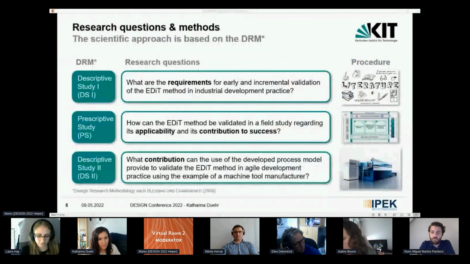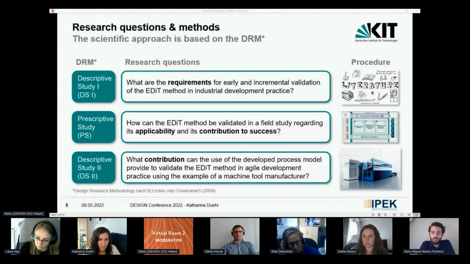The following research questions were derived to structure the research project. First, what are the requirements for early and incremental validation of the EDIT method in industrial development practice? Second, how can the EDIT method be validated in a field study regarding its applicability and its contribution to success? And third, what contribution can the use of the developed process model provide to validate the EDIT method in an agile development practice using the example of a machine tool manufacturer?